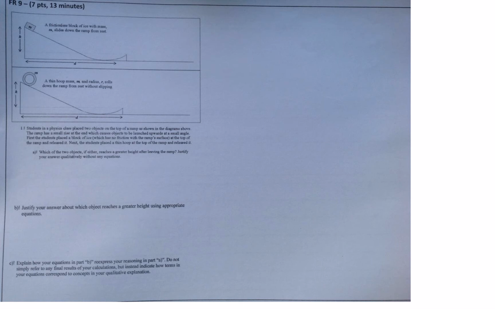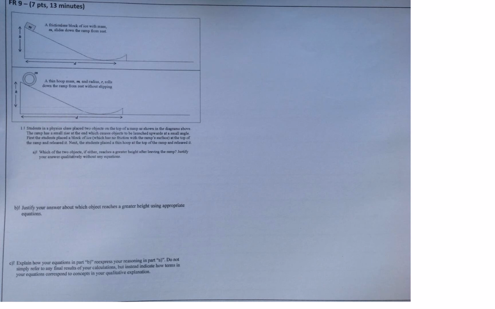Alright, part A. A student in a physics class placed 2 objects on top of the ramp as shown in the diagrams above. The ramp has a small rise at the end which causes the objects to be launched upwards at a small angle. First, the student placed a block of ice, which has no friction with the ramp surface, at the top of the ramp and released it. Next, the student placed a thin hoop at the top of the ramp and released it. Which of the 2 objects, if either, reaches a greater height after leaving the ramp? Justify your answer qualitatively without any equations.